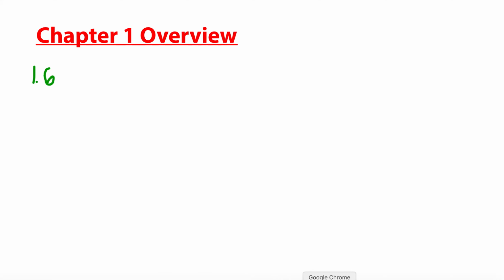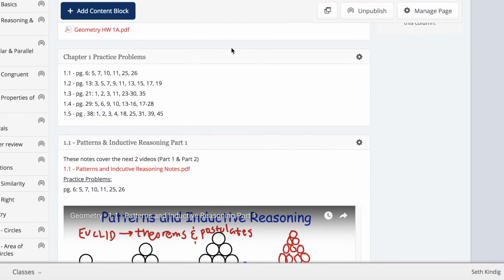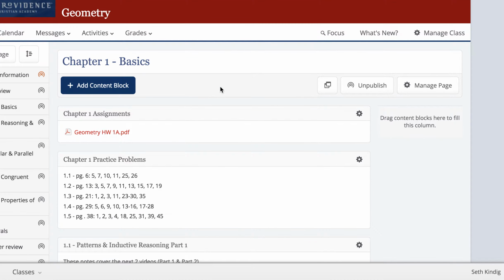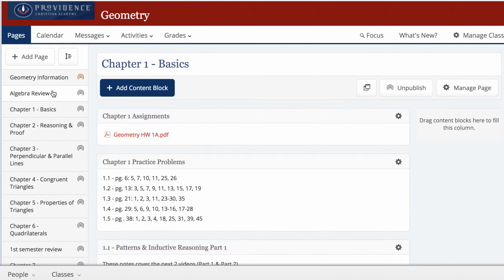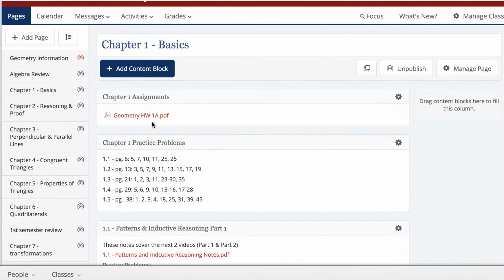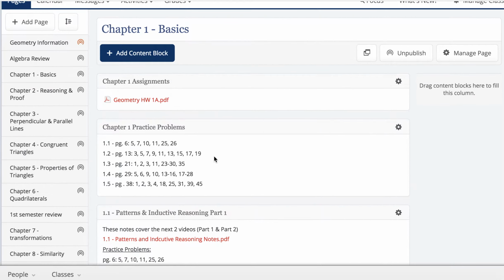Okay, so follow along with me as I come over here. Okay, here's our Chapter 1 haiku page. I'm going to slide this over so that you can see the whole thing. Okay, there we go. This is what it looks like for me. These are all our chapters that are upcoming. And you have our assignment right there, our list of practice problems, and we're just going to go back through.